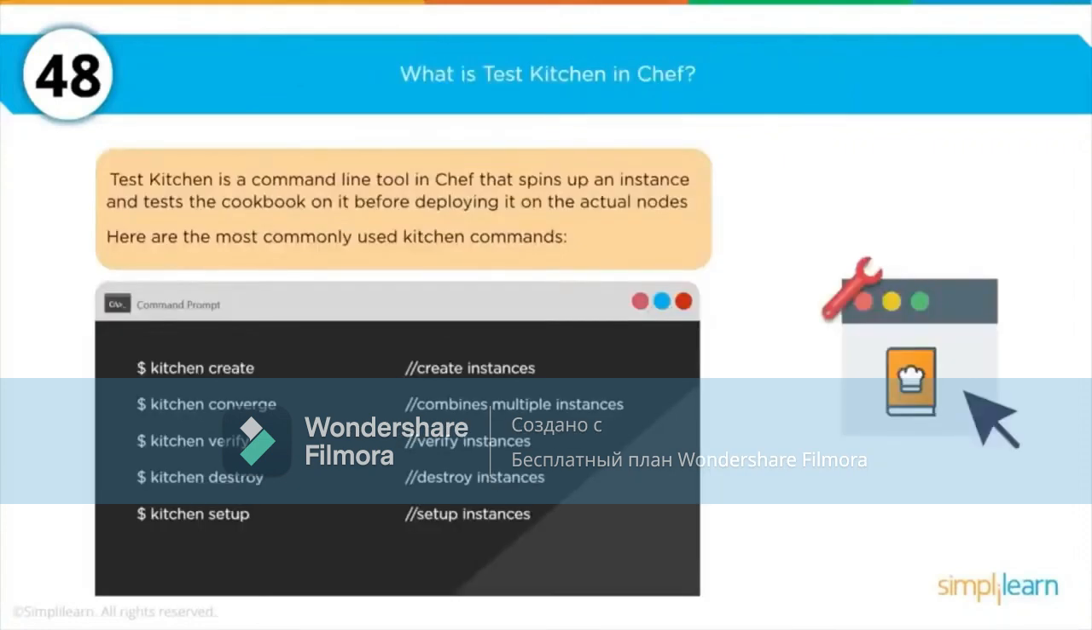Your commands that you would use are, for instance, if you want to create an instance of test kitchen, you would do kitchen create. If you want to destroy an instance after you created it, you do kitchen destroy. And if you want to be able to combine multiple instances, you would do kitchen converge.